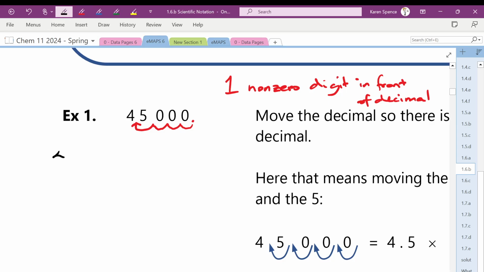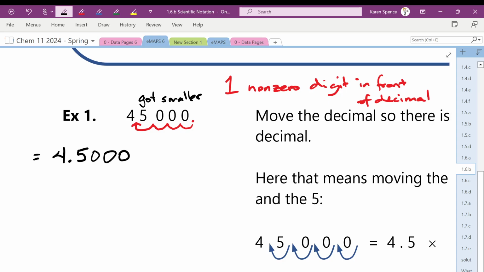So now it becomes 4.5. And I'm going to leave these zeros here for now. We'll decide whether to keep them or drop them later. 0, 0, 0. Now, are these two values actually equal to each other? The way I've written it, is 45,000 equal to 4.5? No. What I did is I made this number get smaller. Yes? We went from 45,000 to 4.5.